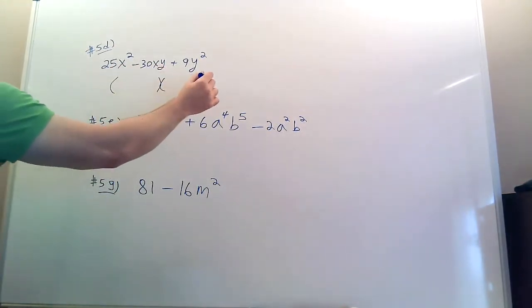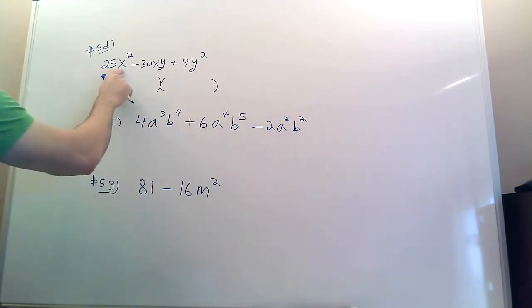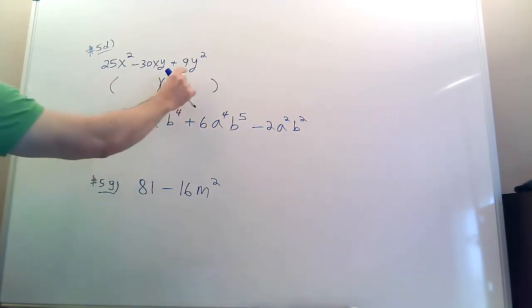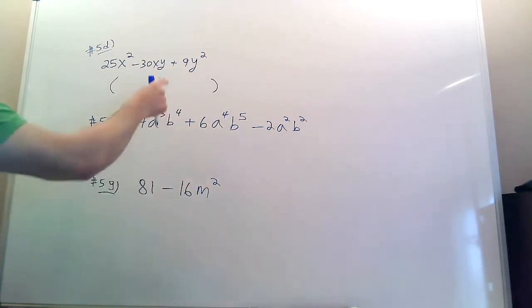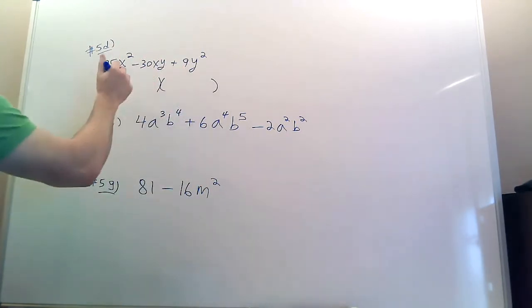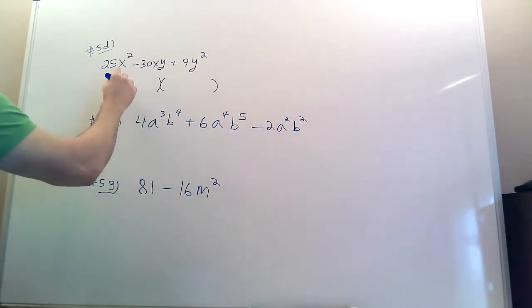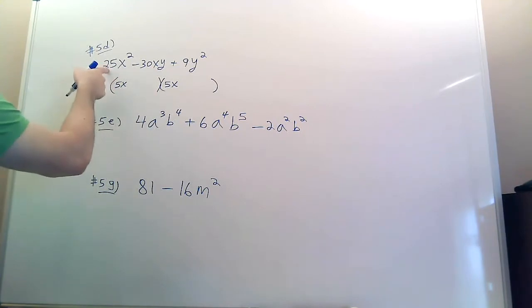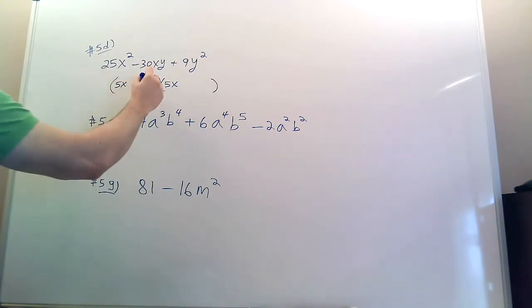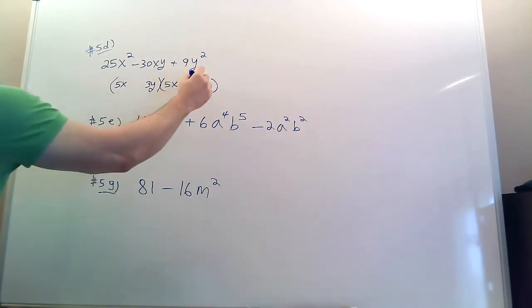5D is a perfect square. The first number is a perfect square, 25. The last number is a perfect square, 9. And it's positive. This is important. This has to be plus or it doesn't work. So you're going to put 5x and 5x. Why? Because it must be something times itself to make 25. To make 9y squared, you need 3y and 3y.